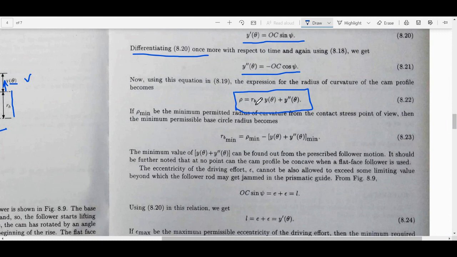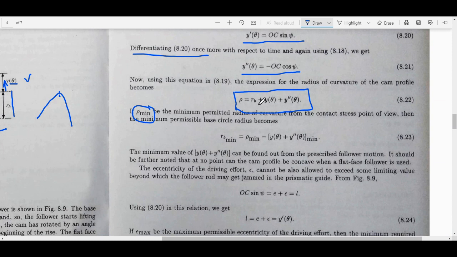So now you see on the cam, if your cam profile is like this, that means rho is very small at that point, right? In that case, the contact stresses may be very large. You may not like to allow that. So if rho minimum is the minimum permitted, then what happens is, you see, you write it like this.